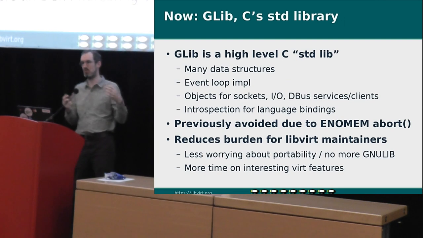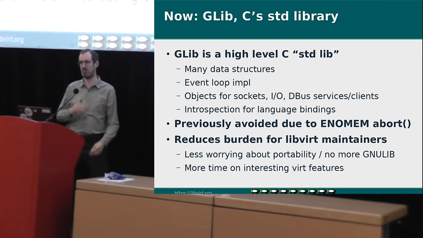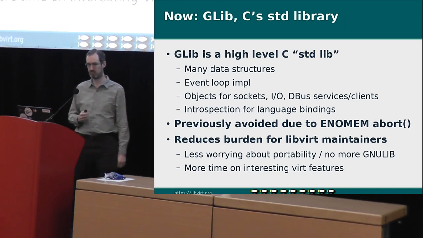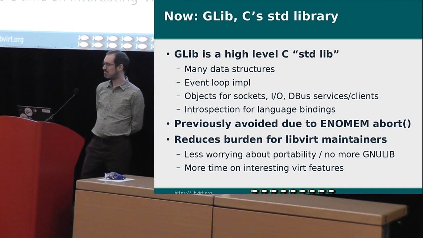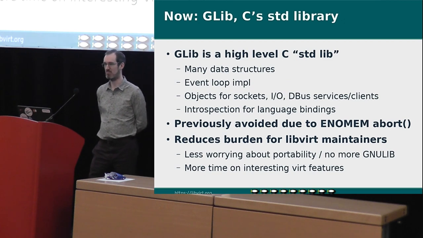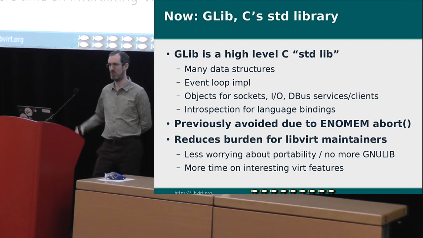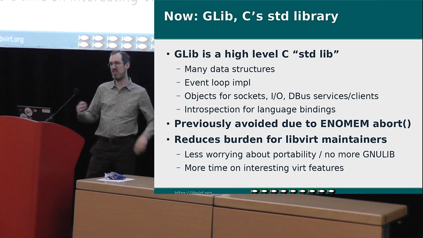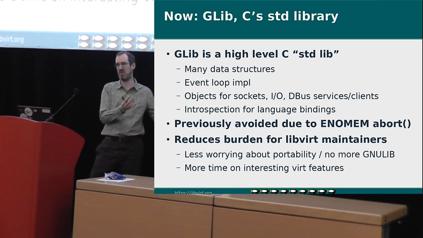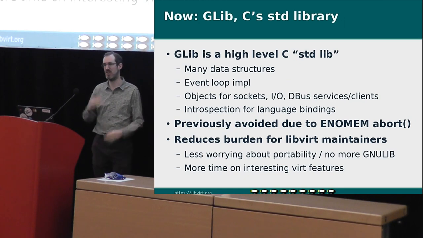Previously, the only real reason we avoided glib is because it aborts on out-of-memory conditions, but since we decided that's okay for libvirt, that's no longer a blocker. So this is something that was just adopted in libvirt in the past month, and so we're going through a period of changing over a lot of existing libvirt code to use the glib APIs, discarding libvirt code that we no longer need.